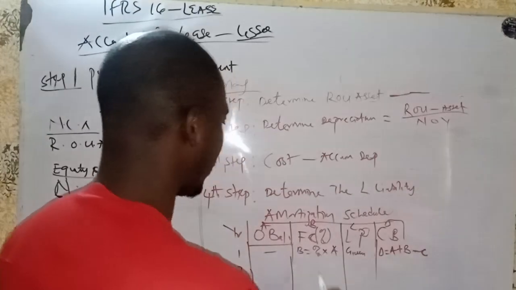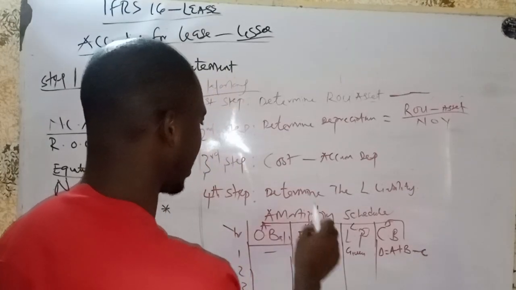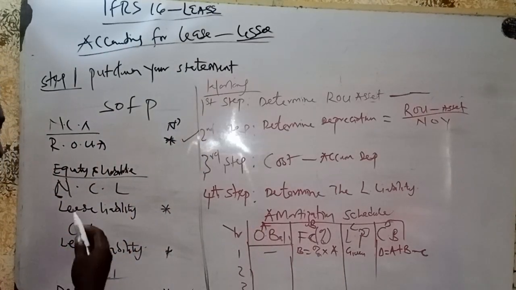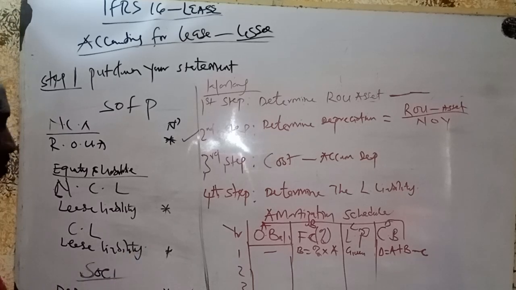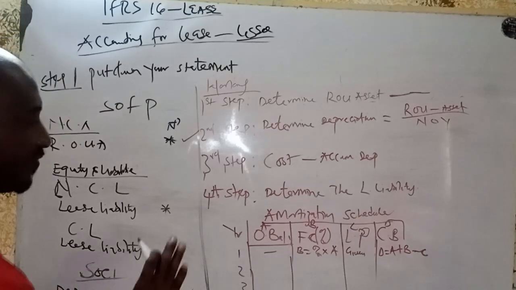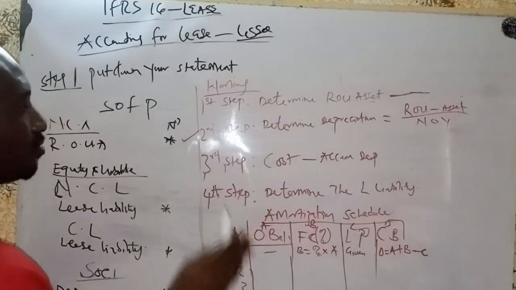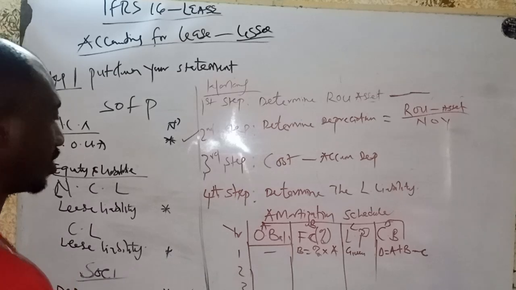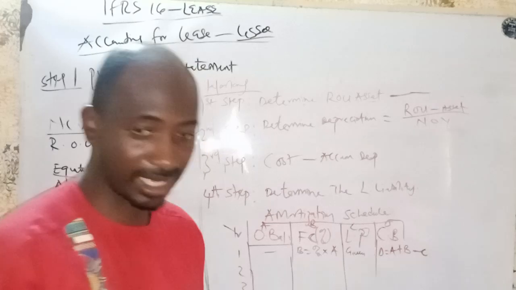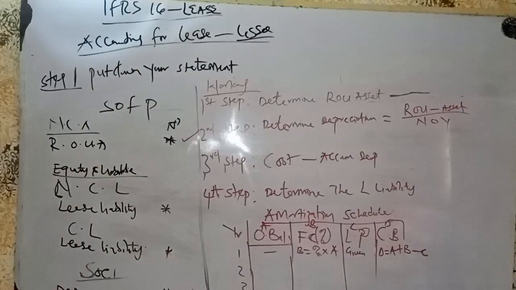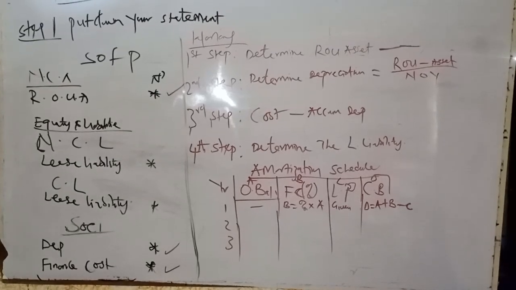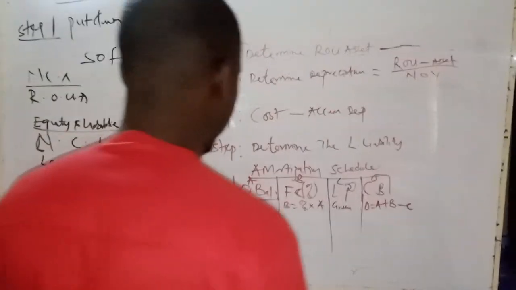Whatever you get here as your finance cost, you will bring it to the statement of comprehensive income as your finance cost. You can see it's very, very simple. When we do a comprehensive illustration, you will have a better understanding of it. However, it's important that you don't just do these things anyhow. You do it appropriately. So when we take illustrations, you will understand it better.